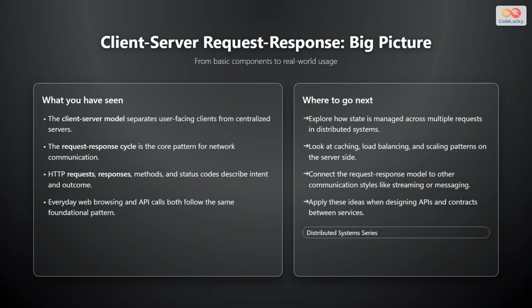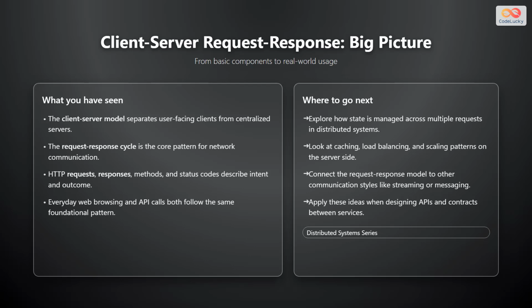In this video, you have learned the foundations of client-server architecture and the request-response model. You now understand the 3 core components: clients, networks, and servers. You know how HTTP requests and responses are structured, what methods and status codes mean, and how the model applies to real-world scenarios like web browsing and API calls. You also understand key practices for building reliable systems.